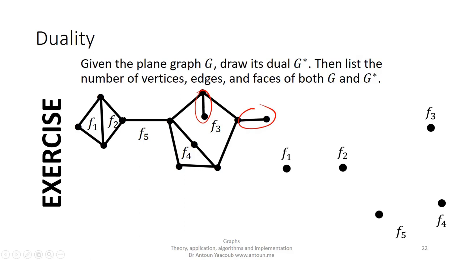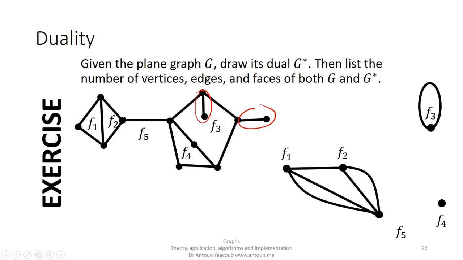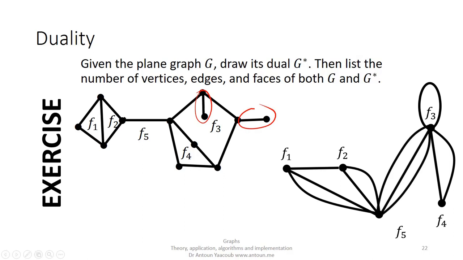So let's do it together. Between f1 and f2 there's just one edge. Between f1 and f5 there are 2 edges. Between f2 and f5, again there are 2 edges. f3 has a loop. Between f3 and f4 there are 2 edges. Between f3 and f5, let's count that: we have 1, 2, 3. So this is why we have 3 edges. Between f4 and f5 we have 2.